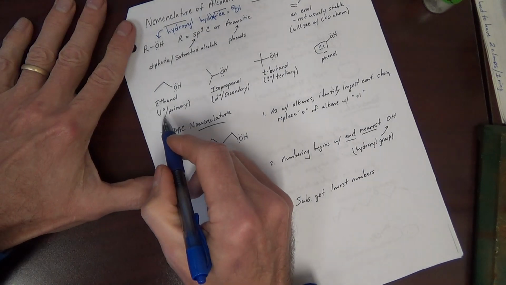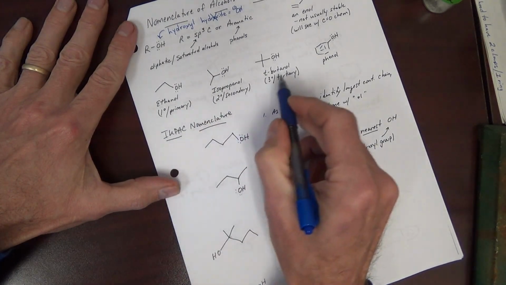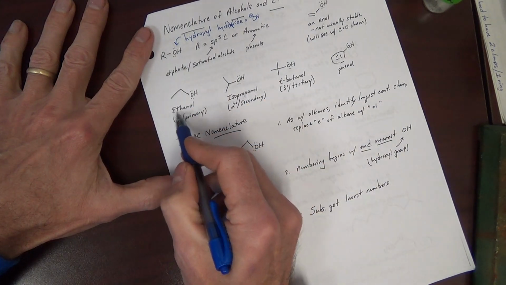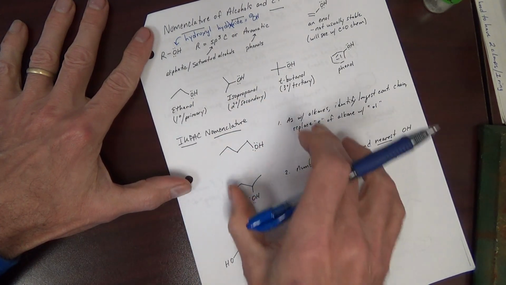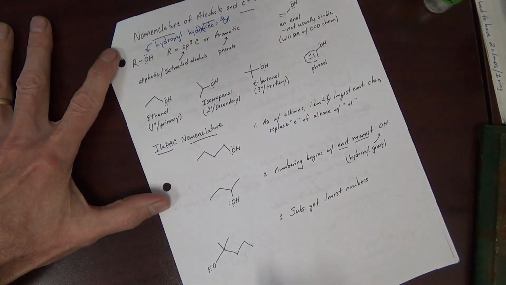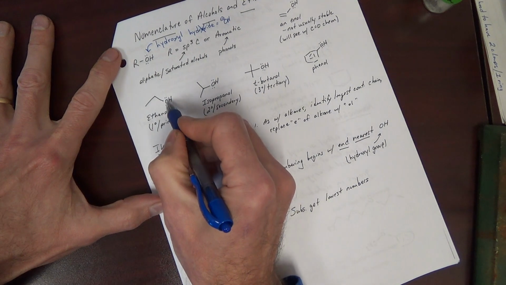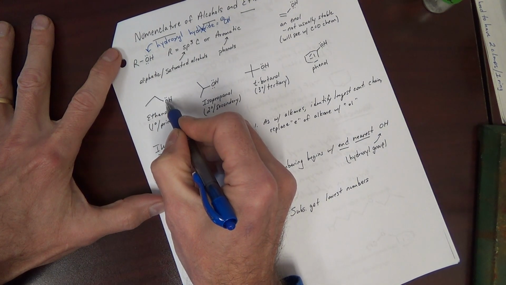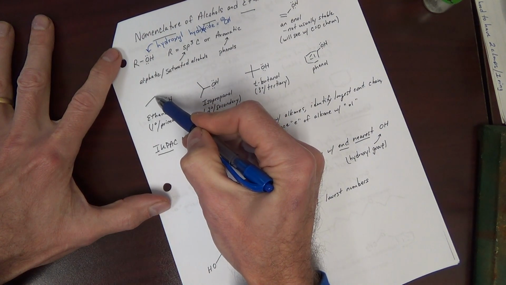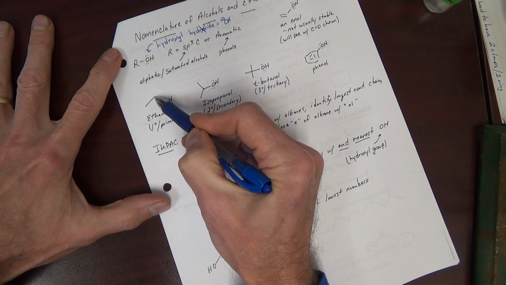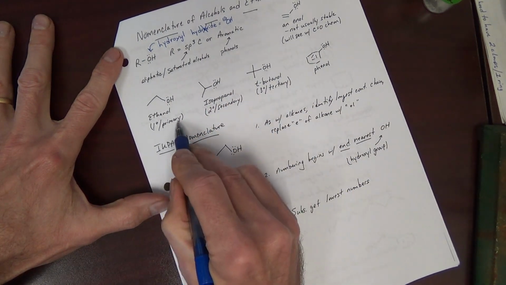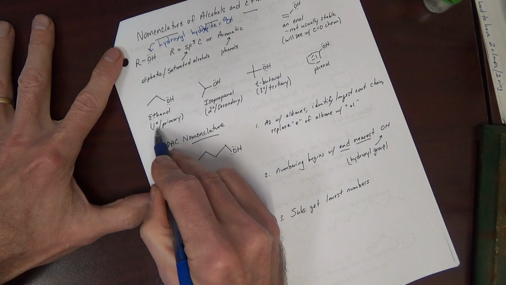We need to point out this terminology, primary, secondary, tertiary alcohols. Ethanol, and we'll learn why this is called ethanol below, is an example of a primary alcohol because the hydroxyl group is bonded to a primary carbon. That carbon is bonded to only one other carbon, and thus it's primary. We can designate that with the word primary or just the one with a degree sign.